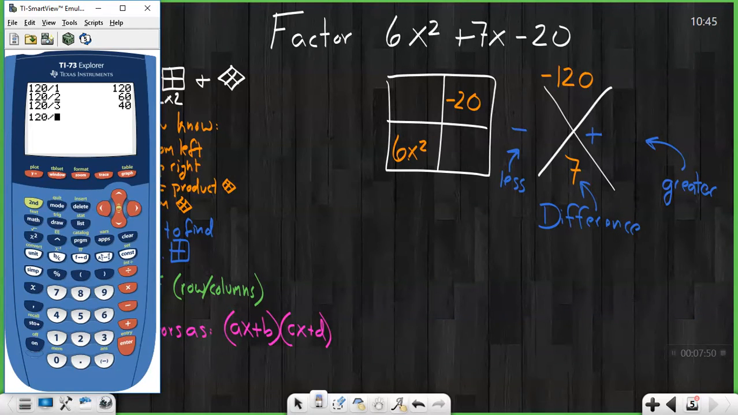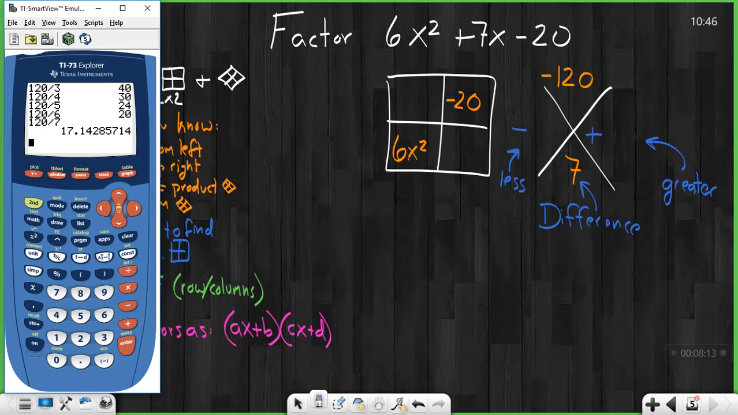120 divided by 4. All right, getting closer. All right, those are 26 apart. 120 divided by 5. All right, 24. Those are 19 apart. 120 divided by 6. All right, those are 14 apart. Getting closer yet. 120 divided by 7.